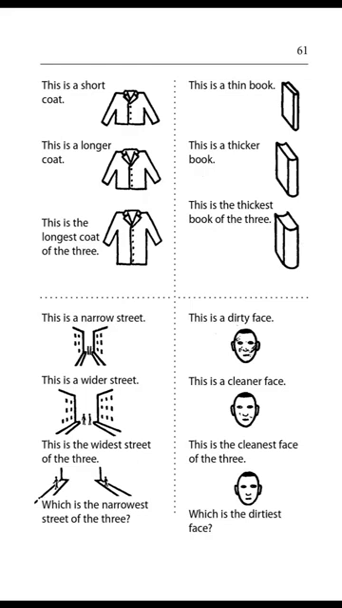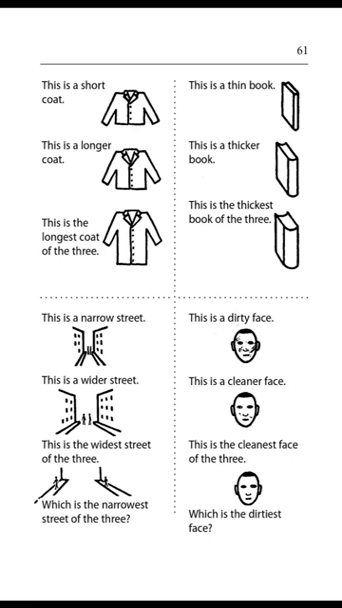This is a thin book. This is a thicker book. This is the thickest book of the 3. This is a narrow street. This is a wider street. This is the widest street of the 3. Which is the narrowest street of the 3?